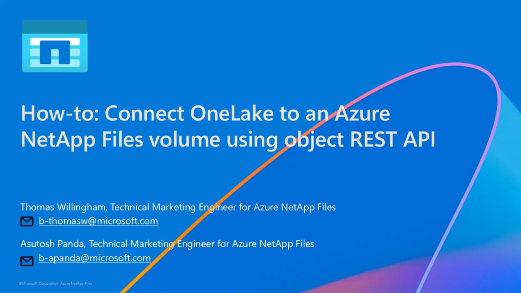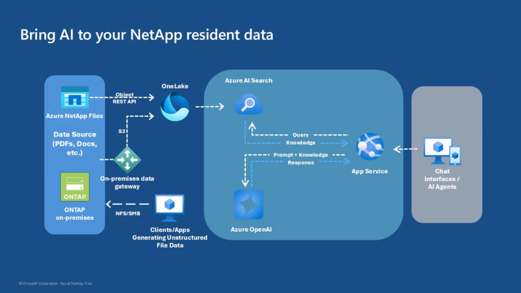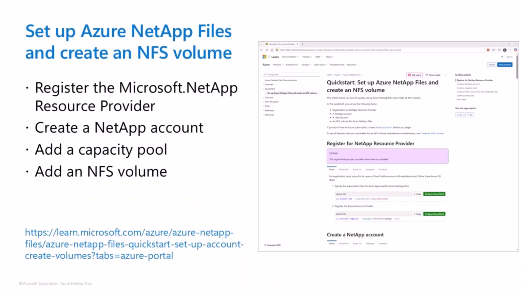In this video, I'll walk through how to integrate Azure NetApp Files Object REST API with OneLake to enable secure, high-performance analytics on your enterprise data without moving or duplicating it. This integration uses Azure NetApp Files S3 compatible Object REST API to give OneLake real-time access to your data, accelerating AI and analytics pipelines.